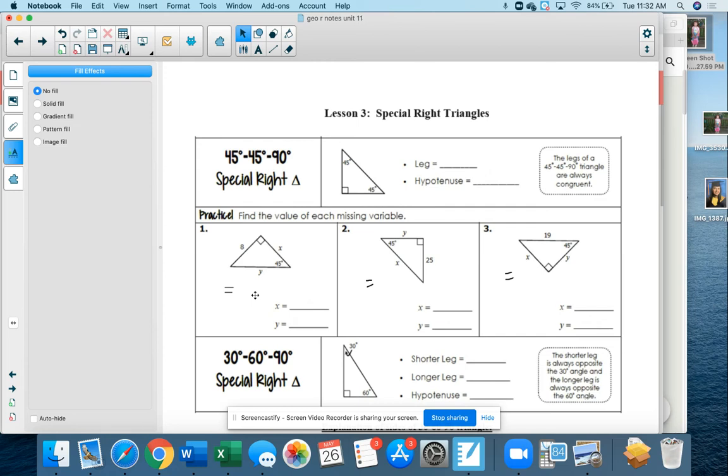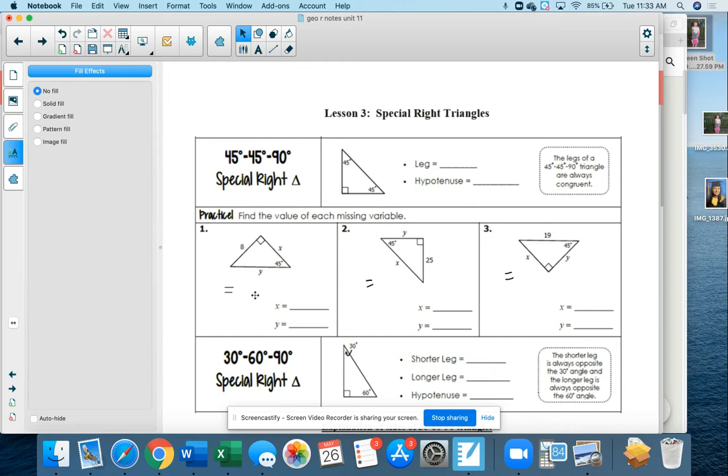Hi, geometry. This is lesson 3, special right triangles. So we talked a little bit about special right triangles this year, but we really let you use trig or the Pythagorean theorem to find these missing sides, and we let you write them as decimals. But next year, you really need to know these special right triangles, and they are 45, 45, 90, and 30, 60, 90.